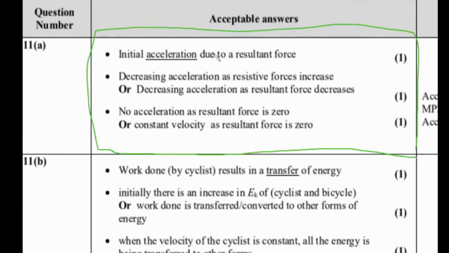Right, now it's 3 marks. So you have to say that there's an initial acceleration due to a resultant force, that's worth 1. Decreasing acceleration as a result of resistive forces increasing, or decreasing acceleration as resultant force decreases, that's worth a 2nd mark. And then the 3rd one is no acceleration as the resultant force is 0, or constant velocity as the resultant force is 0, for the 3rd mark.